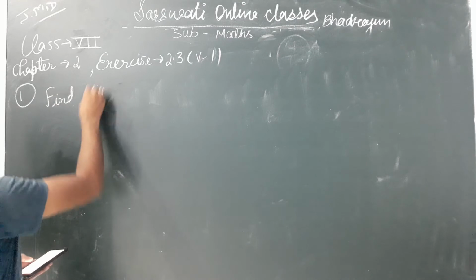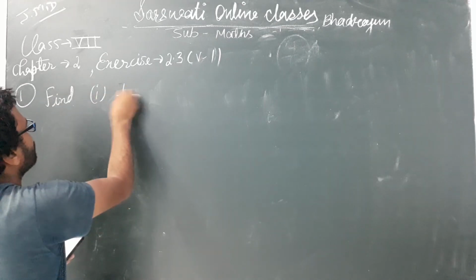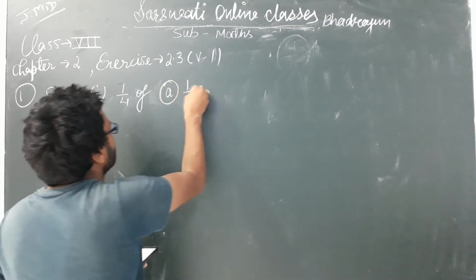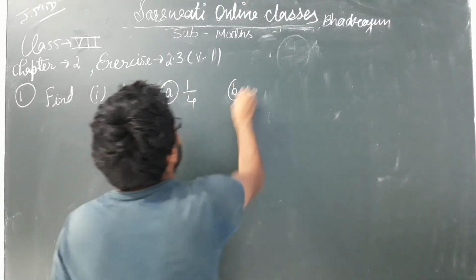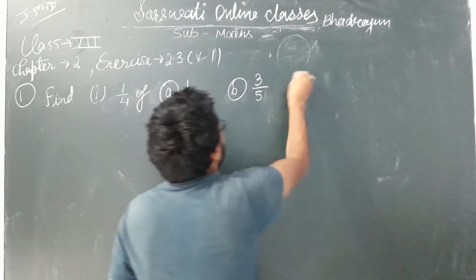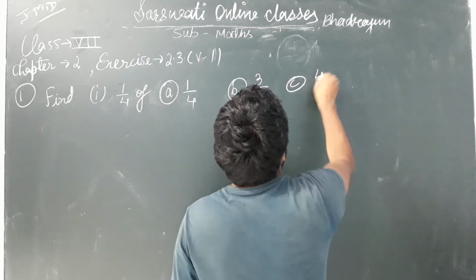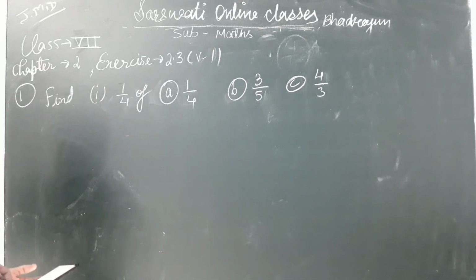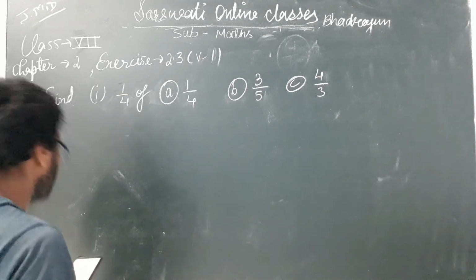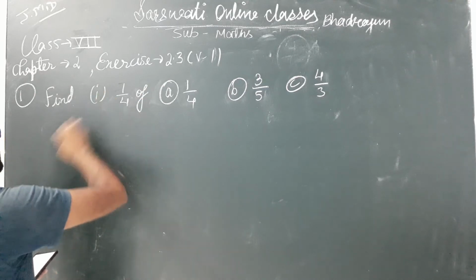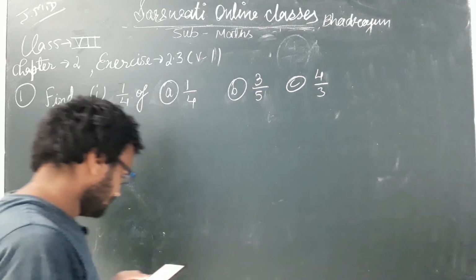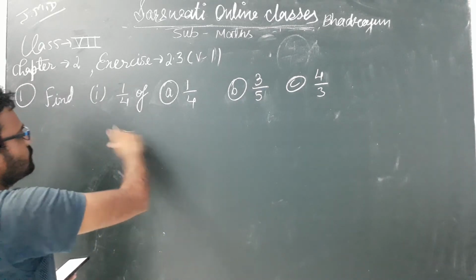Our first one is: find one fourth of, and this is our part a, which is 1 upon 4, b is 3 upon 5, and c is 4 upon 3. Find 1 upon 4 of 1 upon 4, 3 upon 5 and 4 upon 3. Okay, so listen, we are given these three, first, second and third, and we have to calculate 1 upon 4 of all of these.